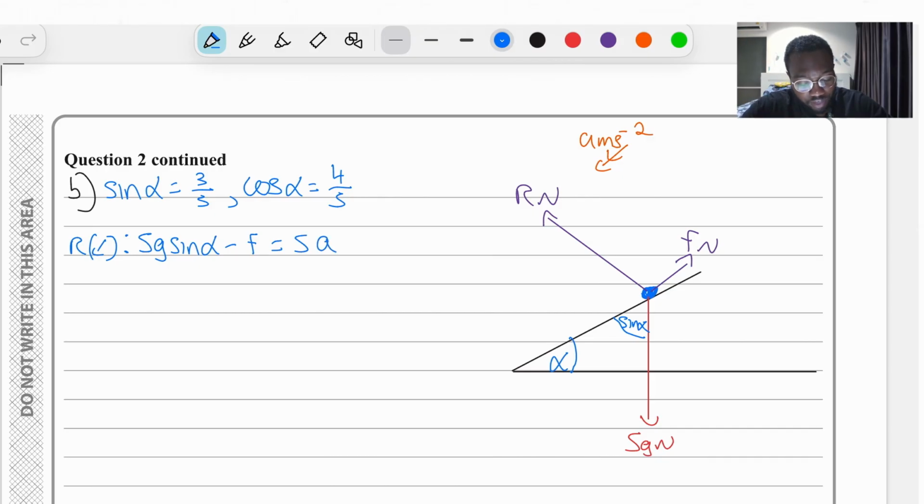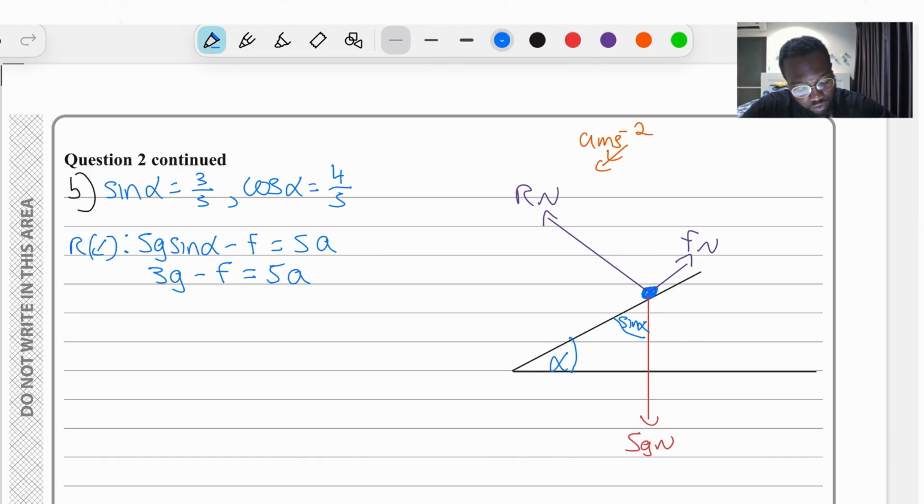We want to work out a value. Now, if we put in the value for sine alpha, we get 5g times 3 over 5. So that would just be 3g minus F equals 5a. And that's all we can do with that for now, so let's just leave that alone.